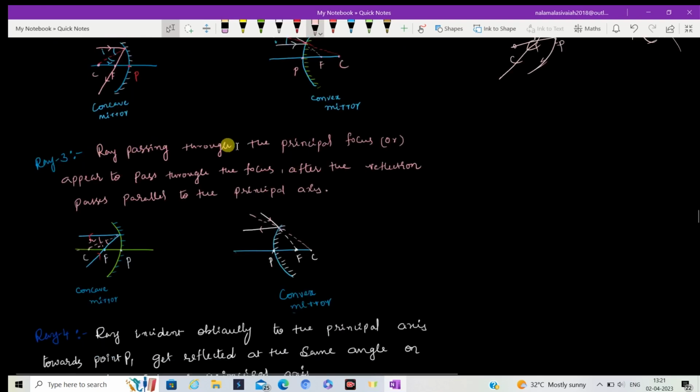Next one, ray passing through the principal axis.